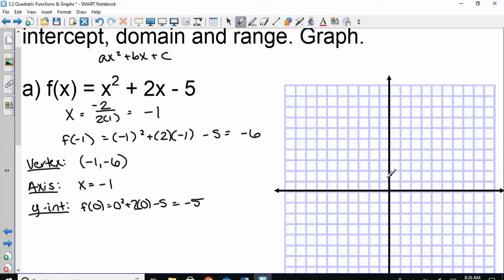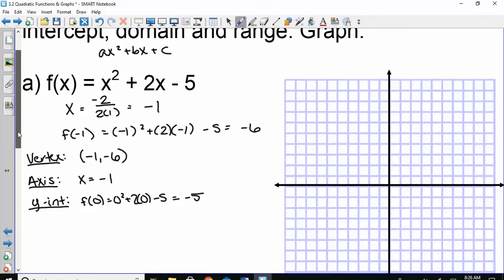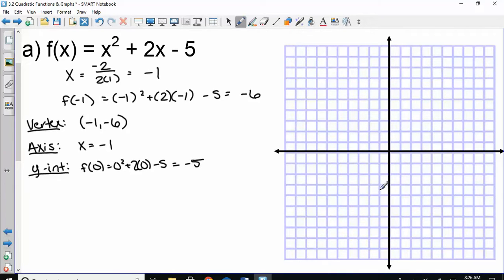Alright, let's graph this part before we do domain and range. So my vertex, (-1, -6). Axis of symmetry, that would just be the dashed line here. Okay, we hit the y-axis at -5. And then you can reflect that over. So I see that's 1 away from my axis of symmetry, so we go 1 the other direction. That's my 3 points. If you wanted more, you can just plug more values into your equation. But this is enough for me to get my graph.